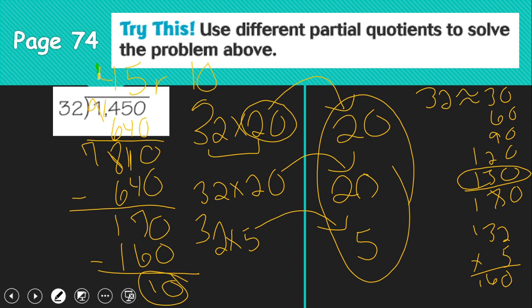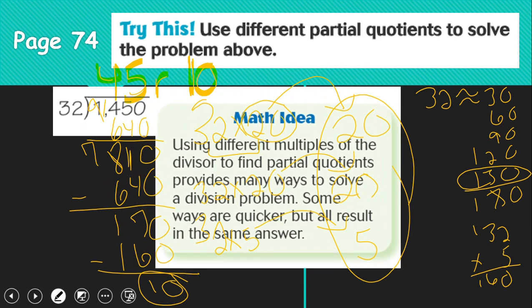Maybe my highlighter will make it 45 remainder 10. Awesome. And again, you could do multiples of 10. I just went ahead and did multiples of 20 because, one, lack of space, and I'm able to do fewer steps than if I did multiplying by tens. Now, a math idea: when you use different multiples of the divisor to find partial quotients, it provides many ways to solve a division problem. Some ways are quicker, but all results come out with the same answer. Now, if you did multiples of 10, that's fine. You still would have gotten the answer of 45 remainder 10.